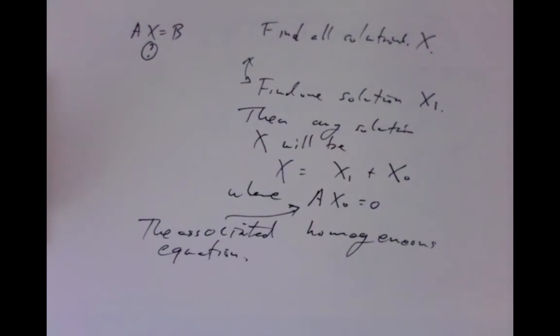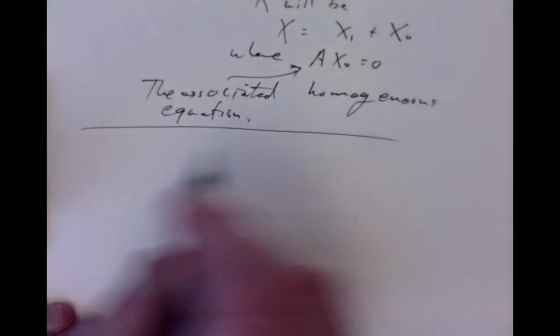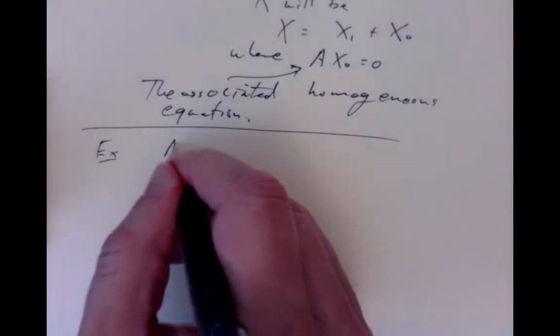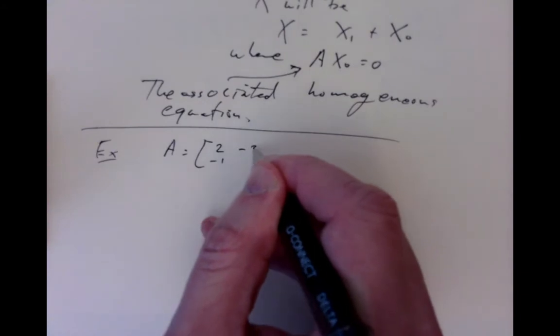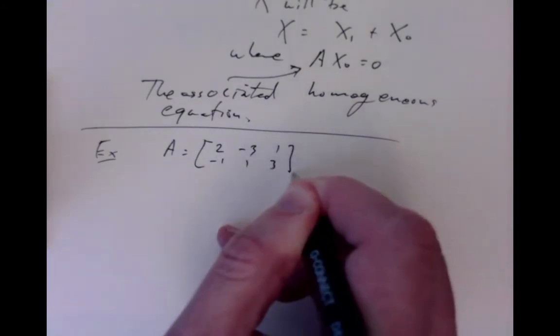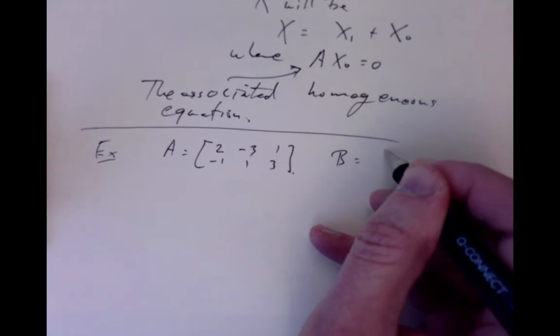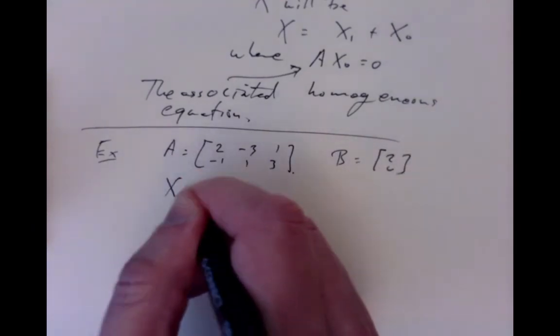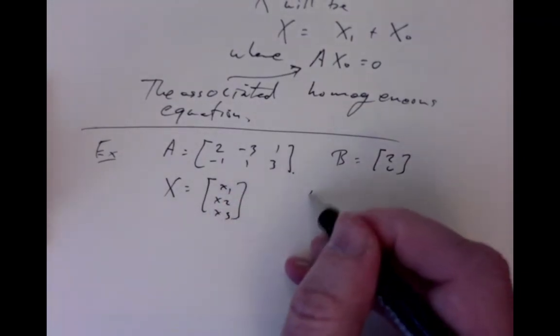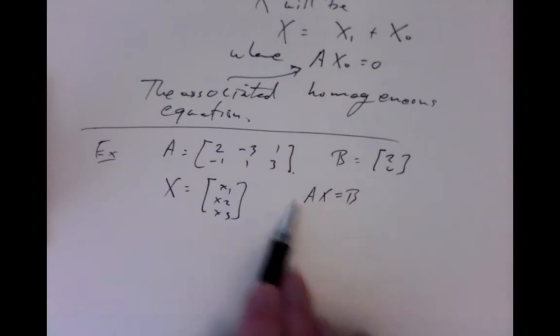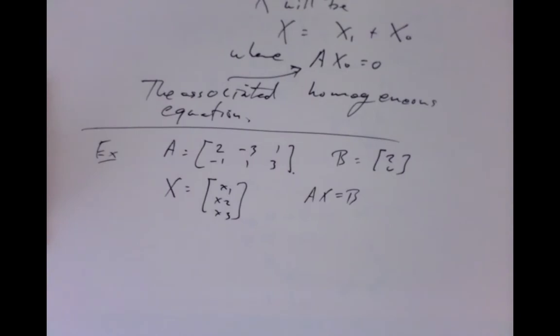Let's see what that looks like going back to our example that we had before. We had A to be the matrix 2, -1, -3, 1, 1, 3, and we had b, 2, 0, and we were solving for an unknown x, which is some x1, x2, x3. We said Ax = b was exactly the system of linear equations we'd started with previously. So that's the problem. Now, we could try and find one solution and then add any solution to the homogeneous. Let's see what that looks like.